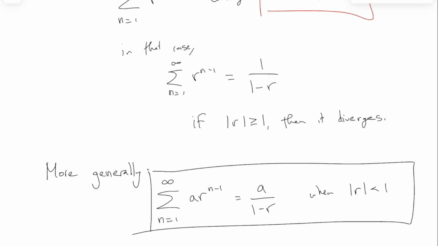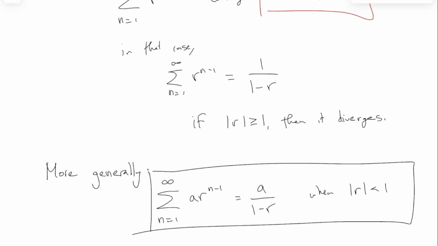And like I said, these actually do come up all the time in real life. For example, compounding interest takes the form of a geometric series, and other kinds of things. All right. Let's just do some simple examples.